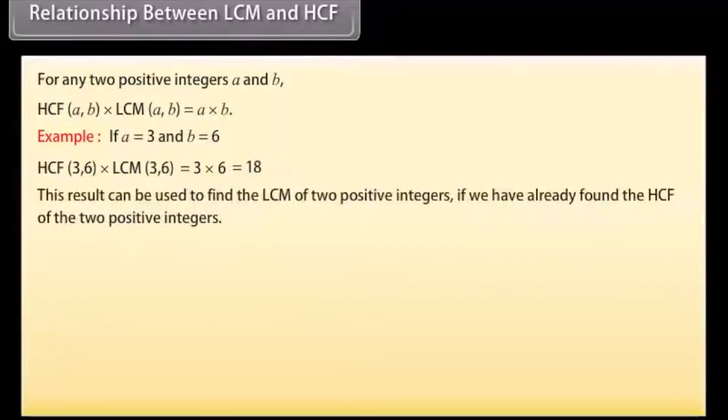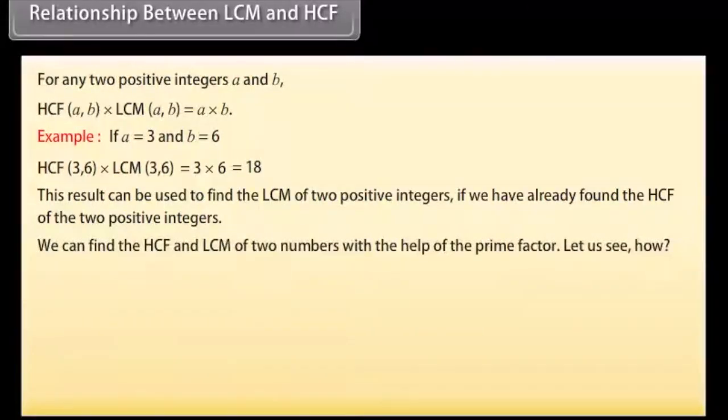This result can be used to find the LCM of two positive integers if we have already found the HCF of the two positive integers. We can find the HCF and LCM of the two numbers with the help of the prime factors. Let us see how. Find the LCM and HCF of 510 and 276.